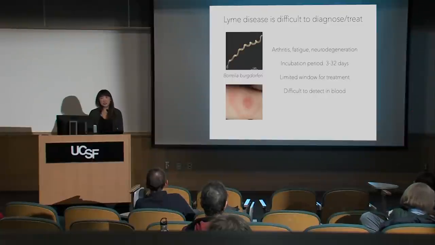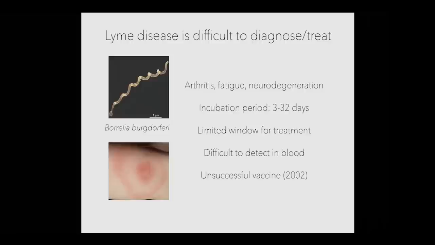You might know that there's a vaccine for dogs, but there's not currently a vaccine for humans. I'll mention this a little bit later when we talk about strategies for blocking, but there was a vaccine that had been taken pretty far through the process of getting approved, and then ultimately it failed before it fully went to market. So there's currently no direct way to treat Lyme disease specifically.